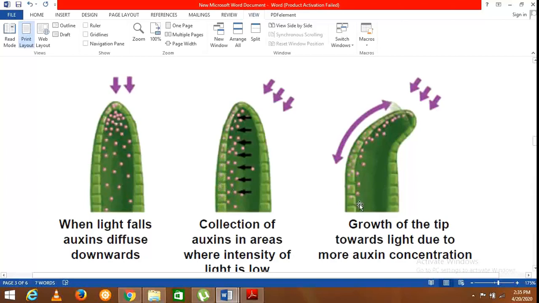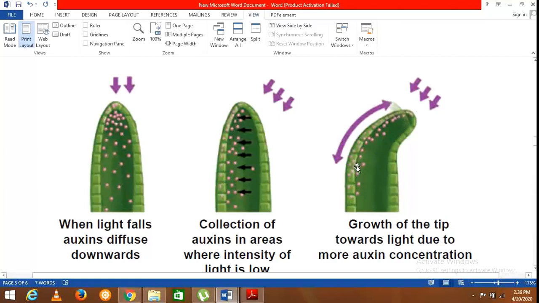So when the length of the cells has increased, the tip bends towards light. The tip of the shoot bends towards light because of the elongation of the cells on the darker side of the shoot tip. Here it says growth of the tip towards light due to more auxin concentration. If I repeat, auxins diffuse away from light, and auxins are responsible for cell elongation in the tip of plant shoots and roots. So when there are more auxins on the darker side, the length of the cells on the darker side of the shoot tip will be increased. As a result, the shoot tip will bend towards light.